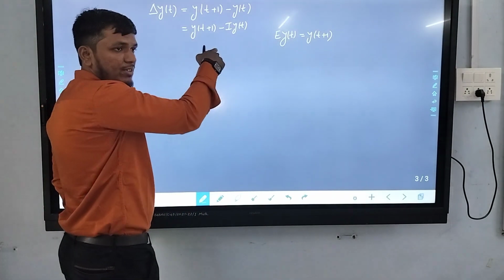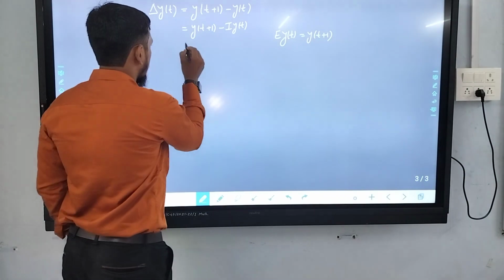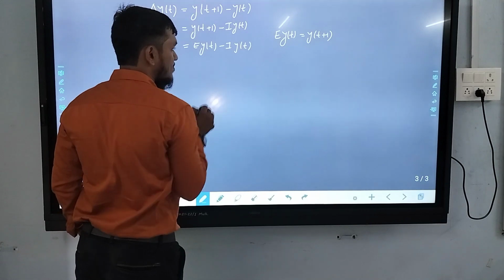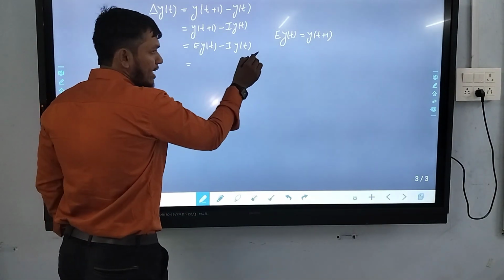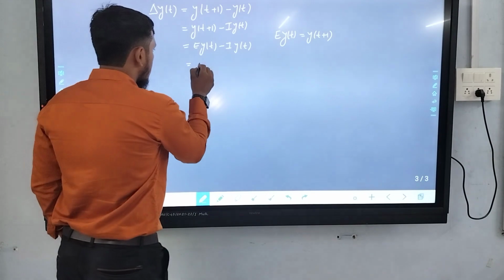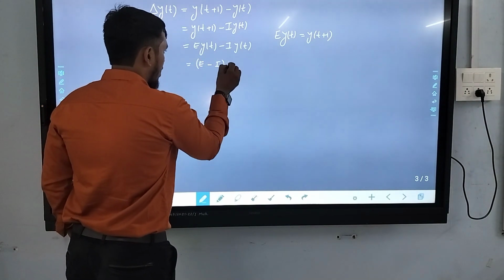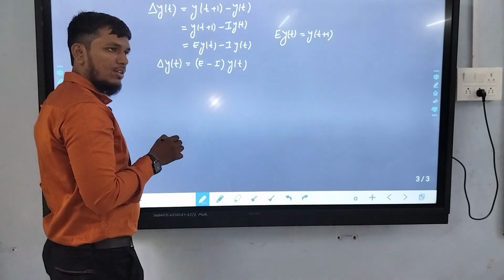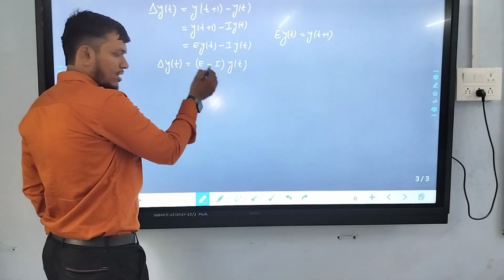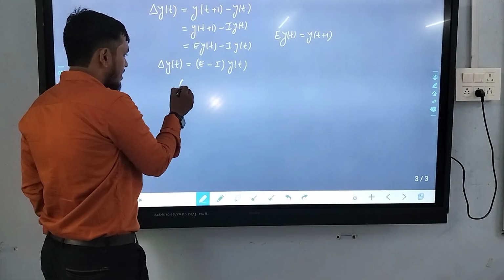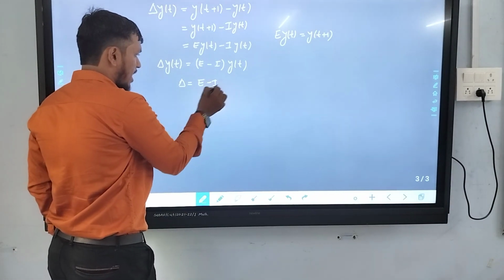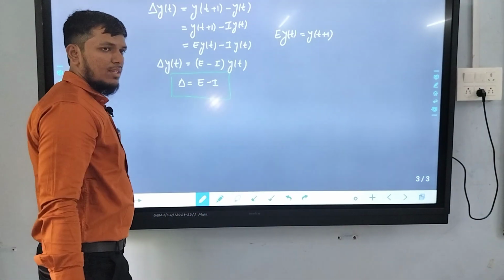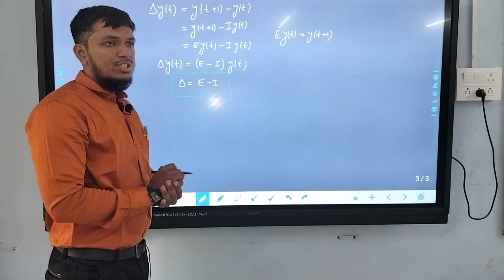So in place of y of t plus 1 we can write E y of t. So E y of t minus I y of t. You can take y of t common, so E minus I, y of t. On the left hand side it is delta y of t. So from the left hand side and right hand side we can say delta is equal to E minus I. And this is our first relation between the difference operator and the shift operator.